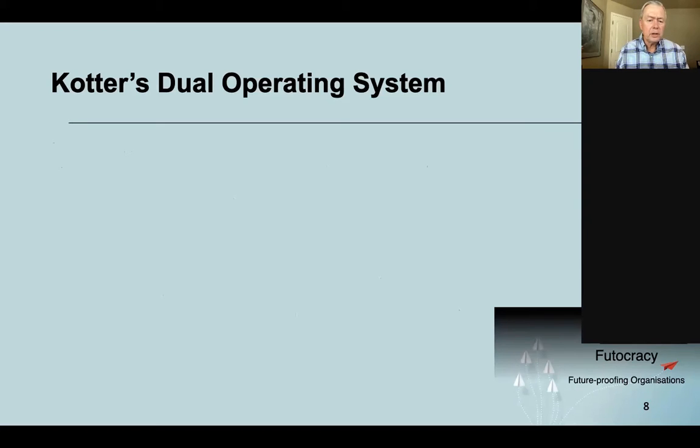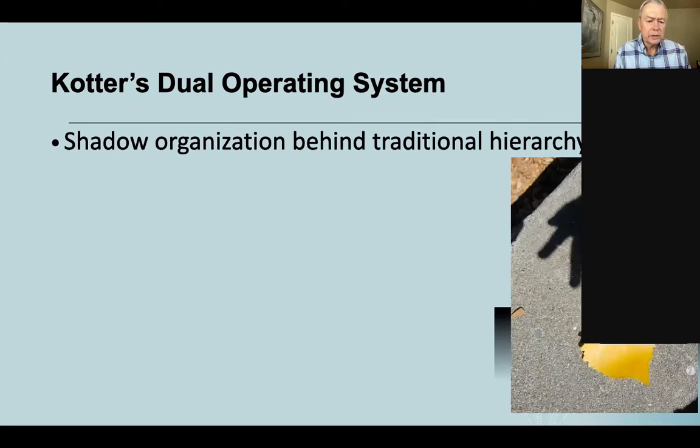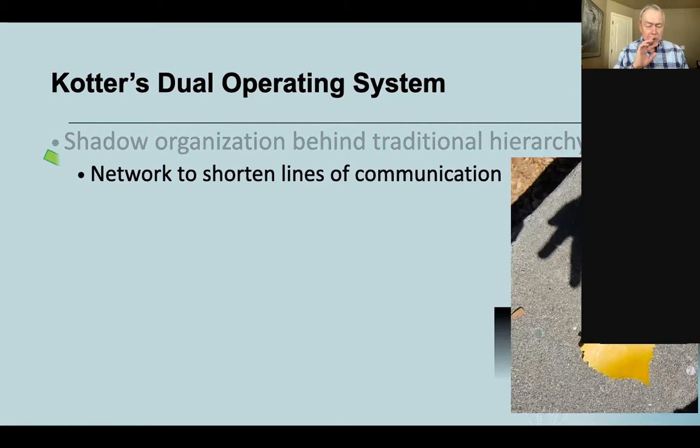When Kotter shifted into Accelerate, he brought out the dual operating system because he was then focusing not on episodic change, but in Accelerate, he was trying to focus on continuous change. And he saw problems with the traditional operating system and added a dual system. What he actually did was create a shadow system behind the traditional hierarchy. The shadow system is really a network that shortens the lines of communication, but he did retain the traditional hierarchy.